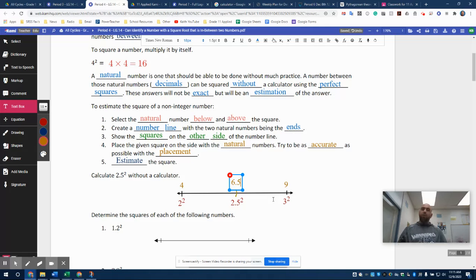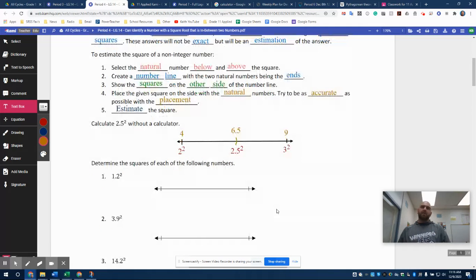And we could use a whole number as well. We could use like 6 or 7, but that might not be quite as accurate. 6.5 is right in the middle, and 2.5 is right in the middle of 2 and 3. So that means that 6.5 is probably a pretty good estimation. And we can use that.